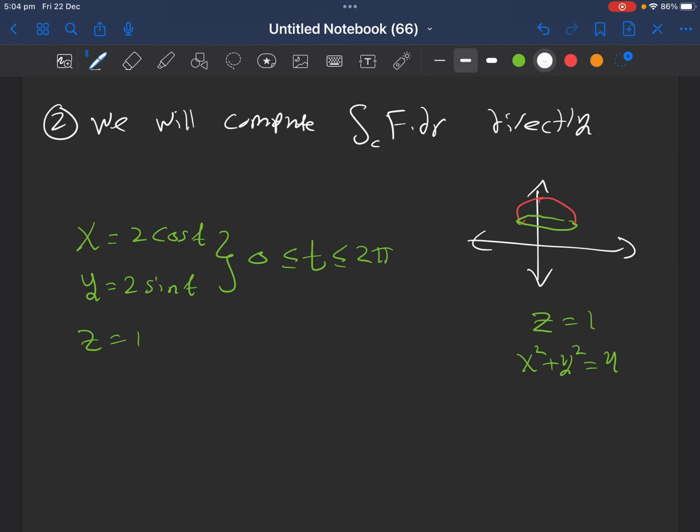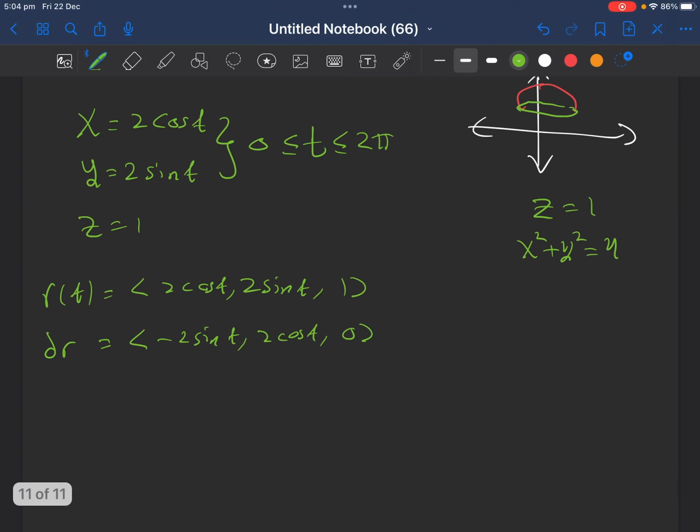before we do the integral, let's find dr. So we have r of t equal 2 cosine t, 2 sine t, 1. So dr would be just negative 2 sine t, 2 cosine t, and 0. So the integral of F dot dr would be just the integral from 0 to 2 pi. And now we have to do the dot product between F and dr.